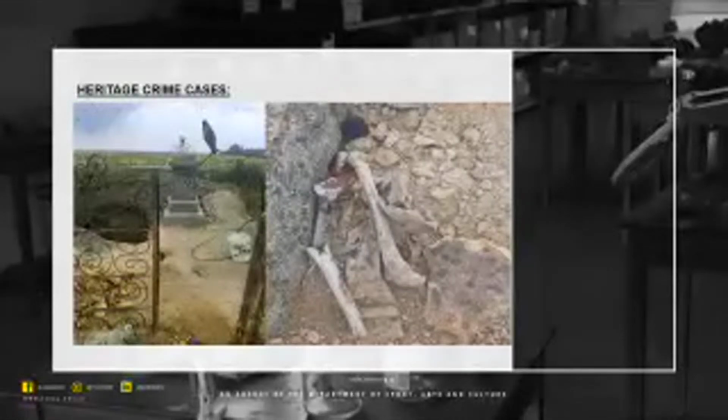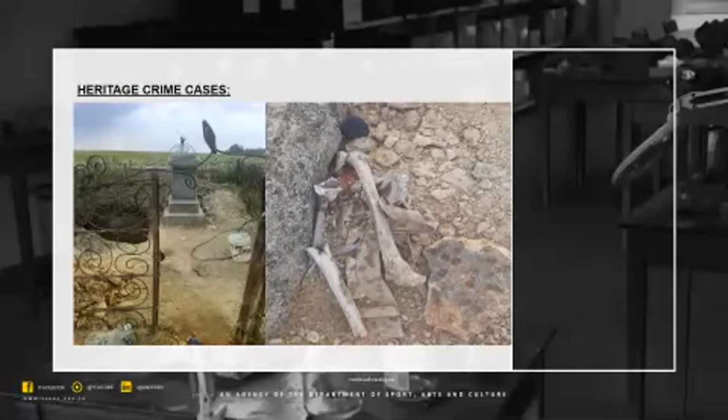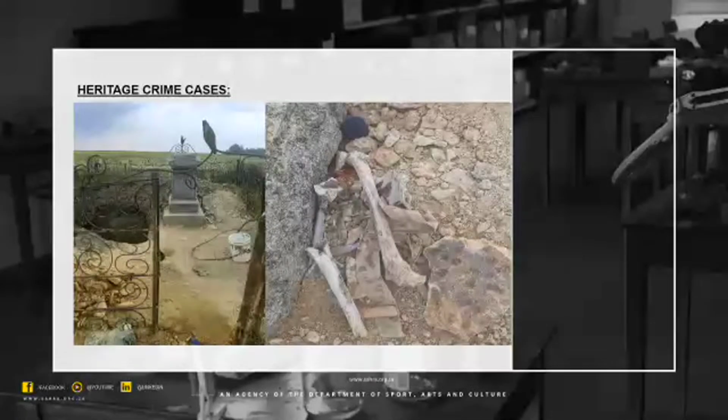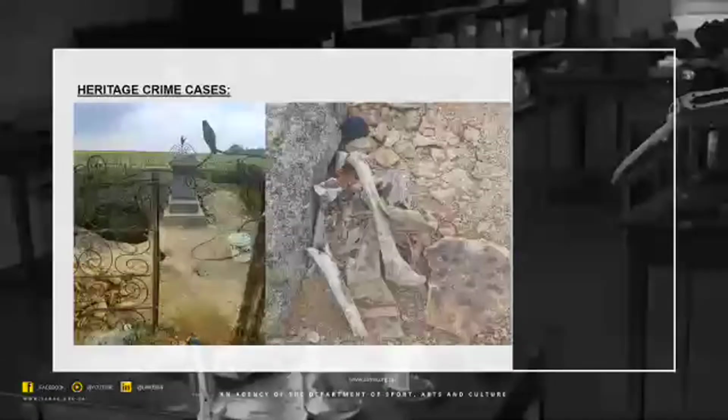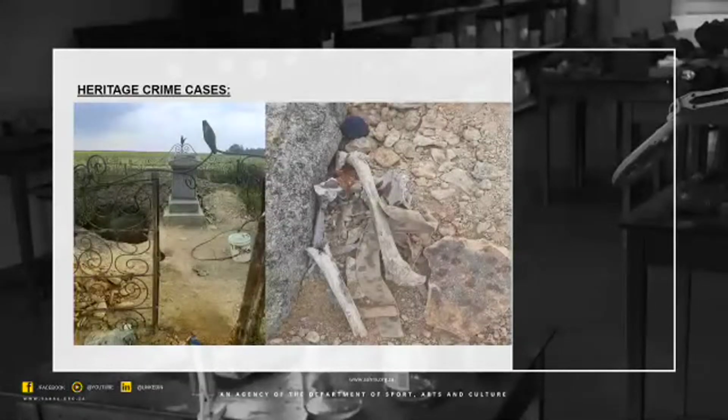Okay, apologies for that graphics, but this is the first case study where they were searching for Kruger rands, and while they were searching for Kruger rands, they exhumed, and those were the remains that were left on site. And the case came to us, and obviously the aim is to track them down, but when it comes to heritage law, it's a bit tricky. So we have to use common law. That's how we get cases to move.